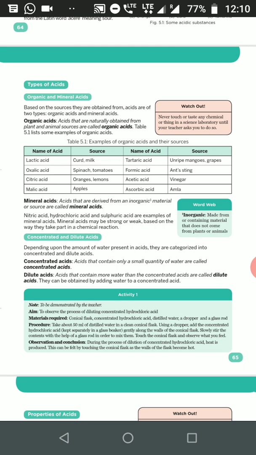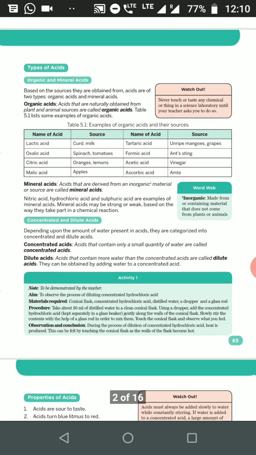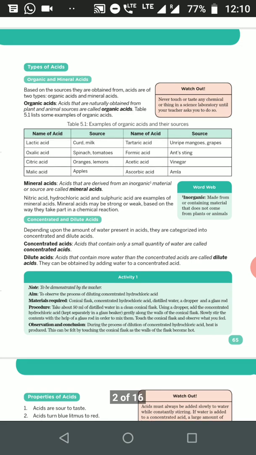So we have to add acid to water slowly, drop by drop. You will add one drop and stir it, you will add another drop and stir it. During the process of dilution of the concentrated hydrochloric acid, heat is produced, due to which the flask becomes hot. This can be felt by touching the conical flask as the walls of the flask become hot. So in this way you can dilute an acid.